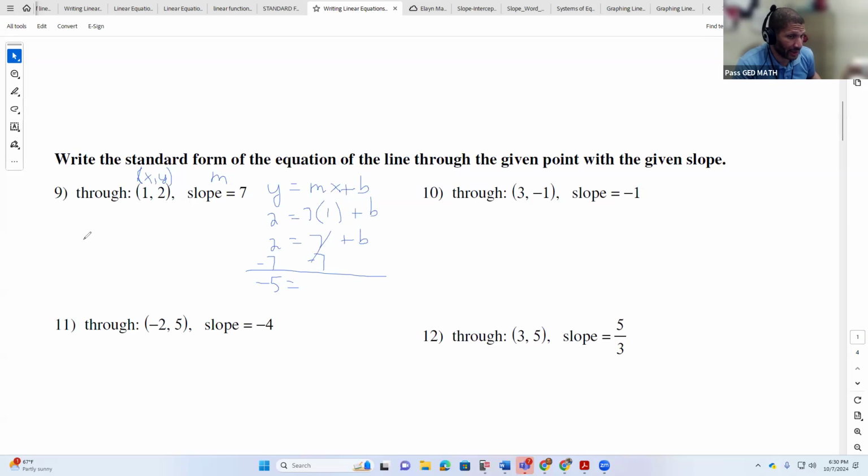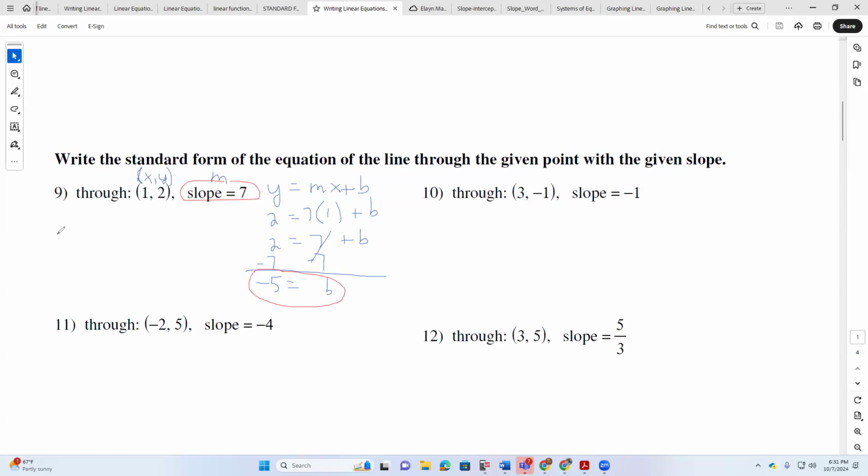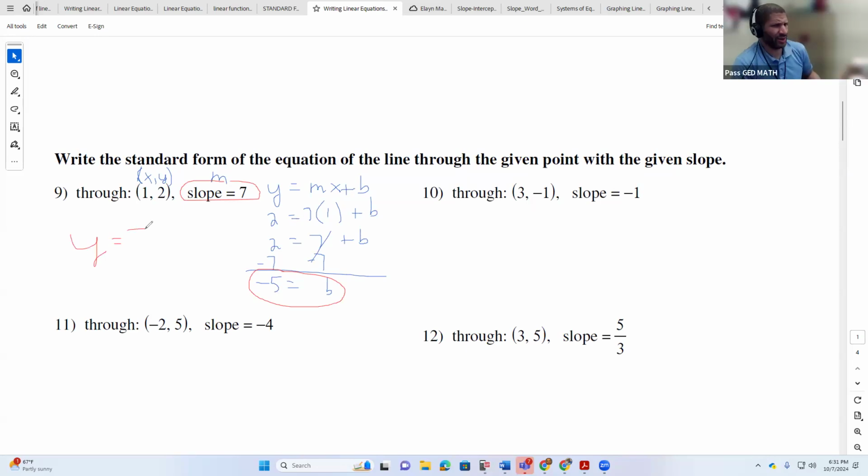So again, listen to what I'm saying carefully. The y-intercept is -5. The slope is 7. What's my equation of the line? Okay. y equals... what's the slope?